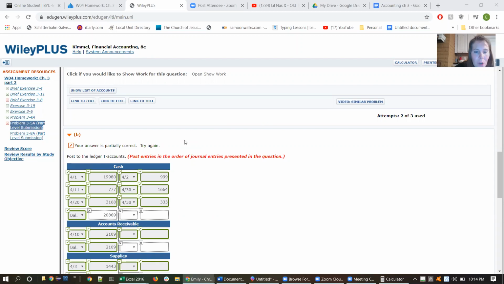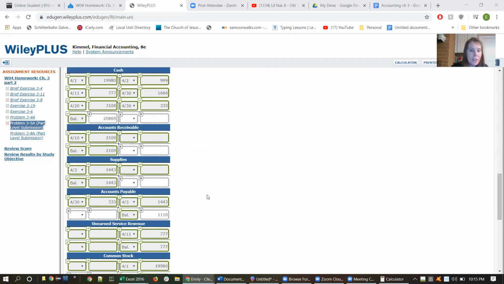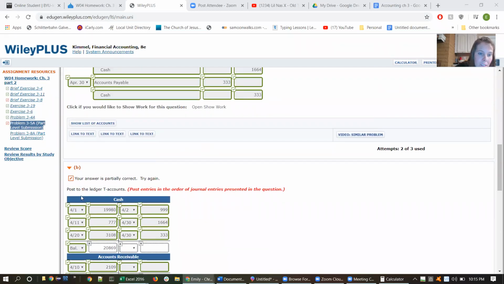I just realized that there was a part B to my problem, so I just wanted to go through it really quickly and explain how to do it. This is the T ledger or the ledger T accounts, and they're pretty simple.